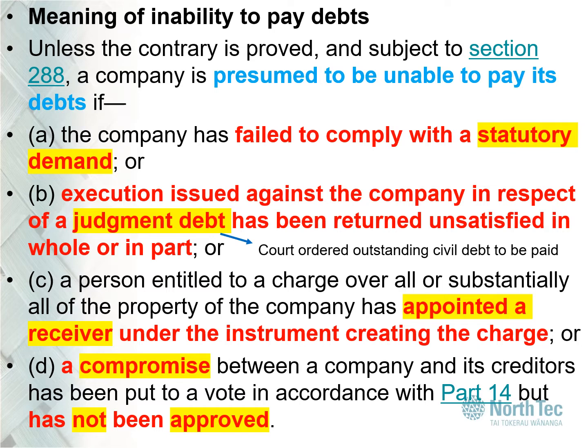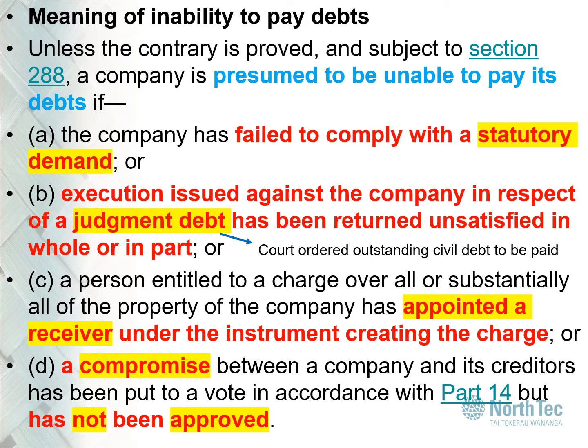What is a judgment debt? It's simply where the court ordered outstanding civil debt to be paid. So, it has been returned and satisfied in whole or in part. In other words, the execution issued against this company in respect of a judgment debt has been returned and satisfied in whole or in part. Or, C, a person entitled to a charge over all or substantially all of the property of the company has appointed a receiver under the instrument creating the charge. In other words, a receiver was appointed.